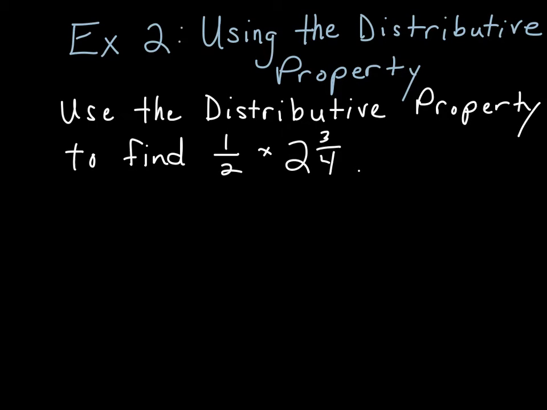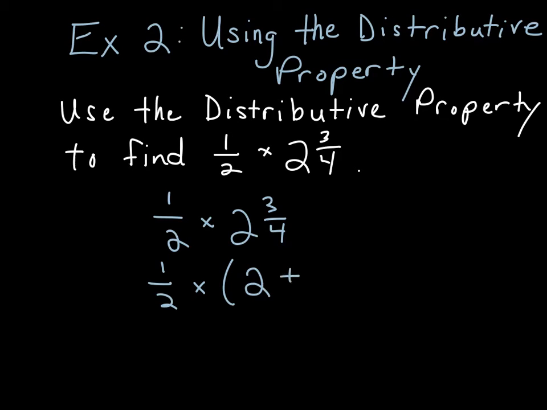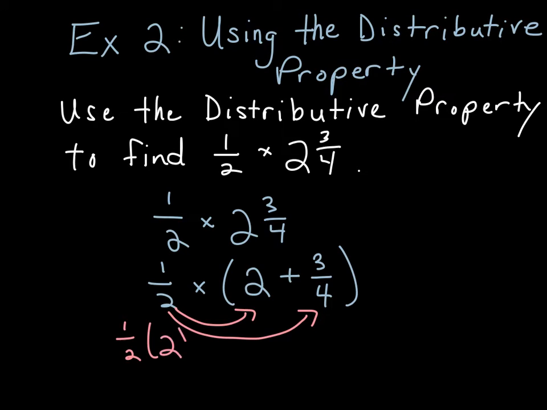And so this time we're going to start with our original problem, 1/2 times 2 3/4, and we're going to break apart that 2 3/4 and put it in the parentheses, and that's the same thing as 2 plus 3/4. And now we can use the distributive property to find half of each of these items. Now, if you think about it, you're going to rewrite it anyway as 1/2 times 2 plus 1/2 times 3/4.